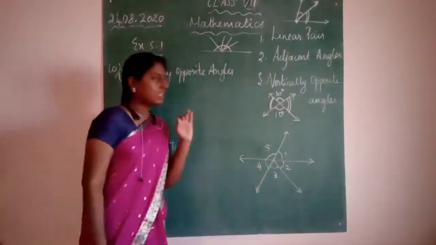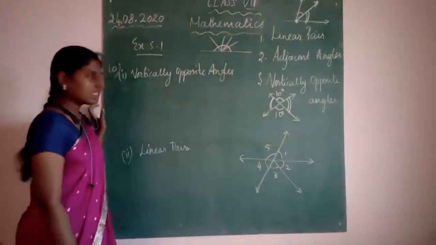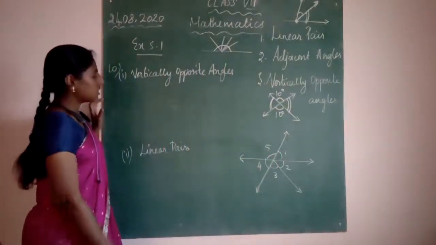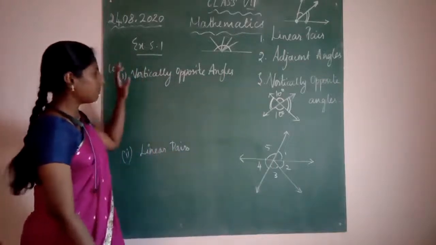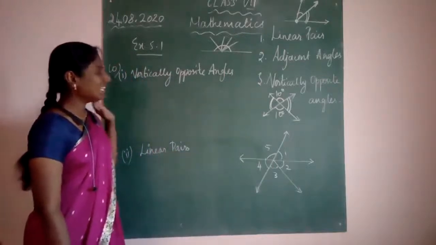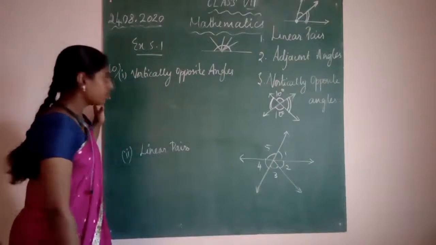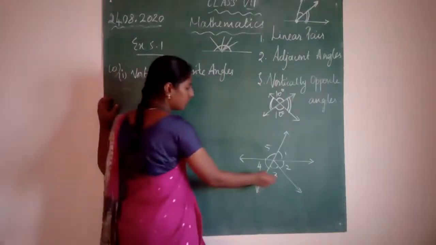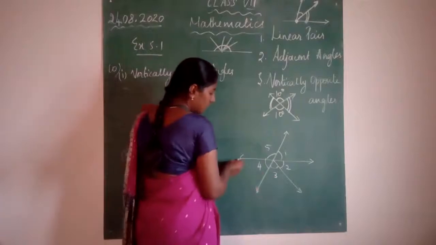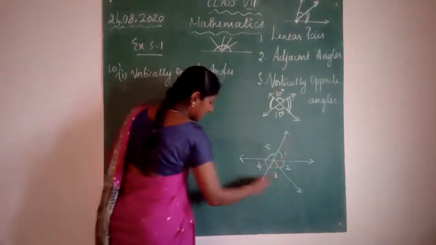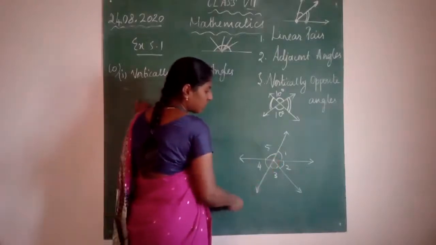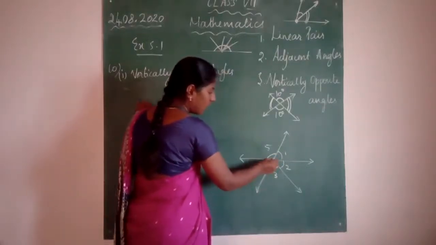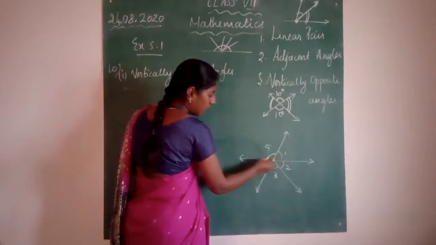Now let us solve the questions from the exercise. In this given figure, from the 10th question of exercise 5.1, we have to find vertically opposite angles. Now look at this line and this line. These two intersect at a point, this point. So here we have angle 1 and angle 4.